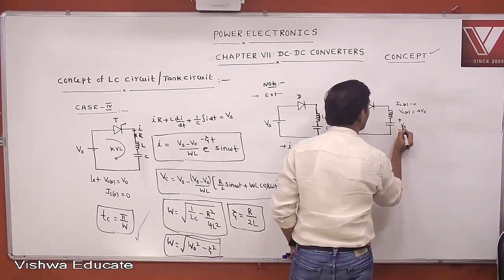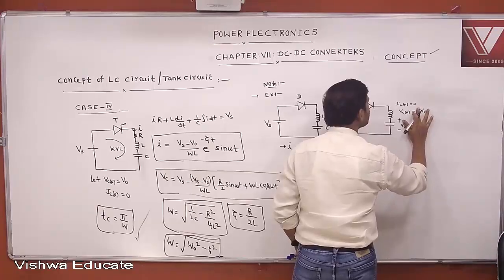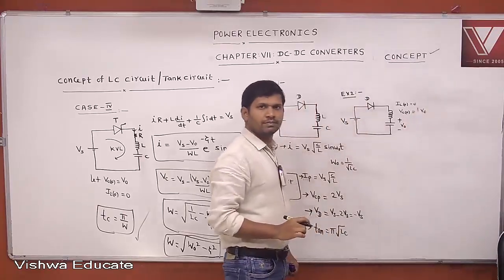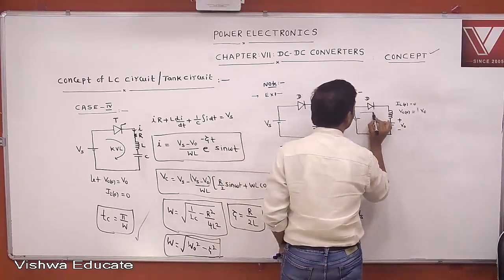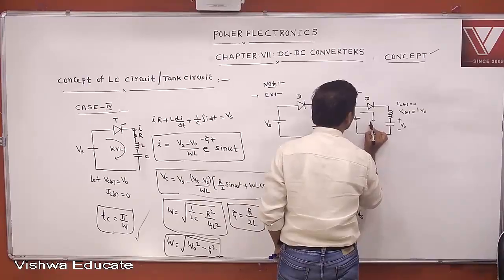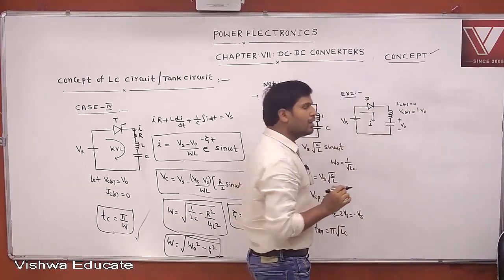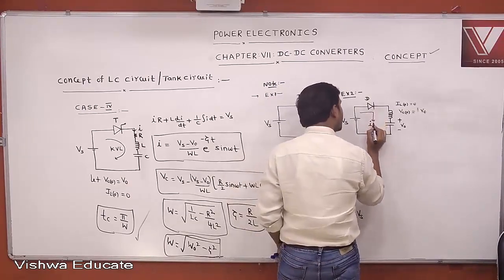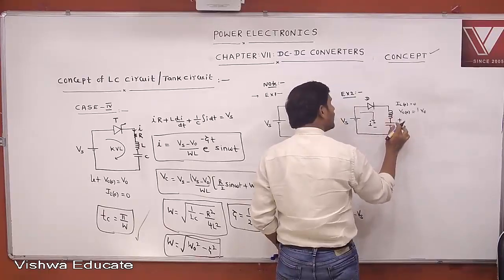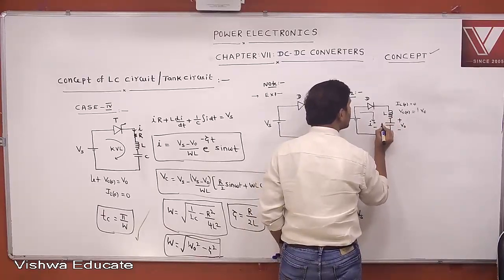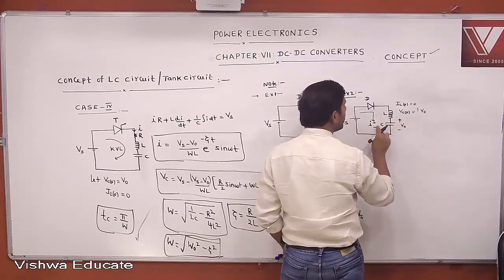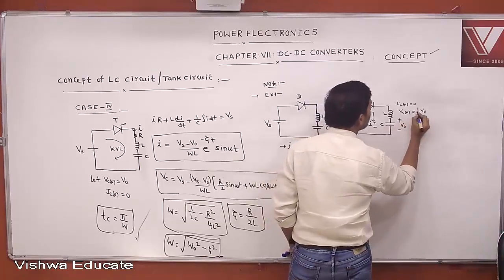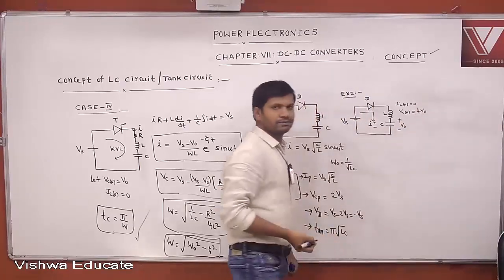How to identify whether it is plus V0 or minus V0? I told already. The diode conducts in this direction, and according to the current direction, this plus minus polarity, the capacitor polarity is also given like this, plus minus. This polarity and this polarity are the same. That's why Vc of 0 is plus V0.